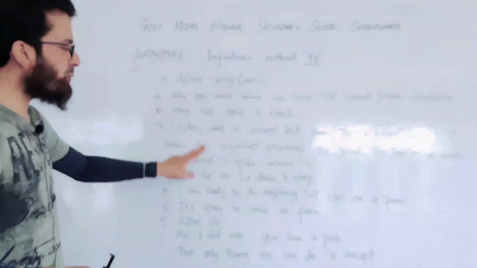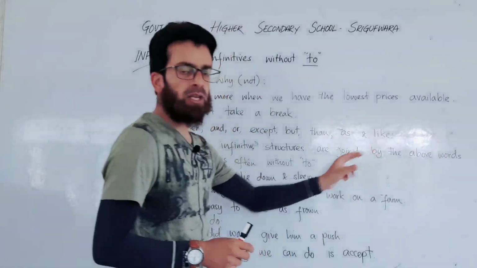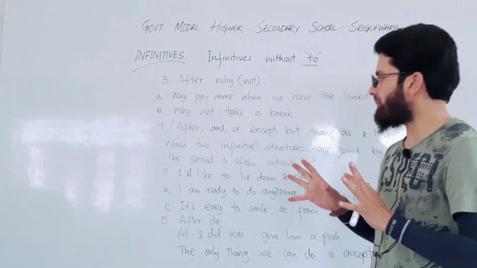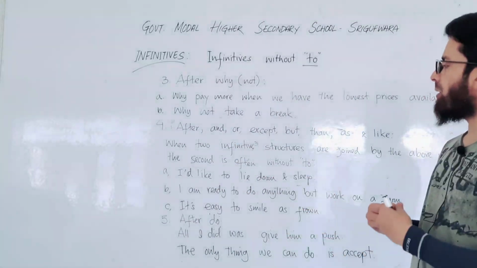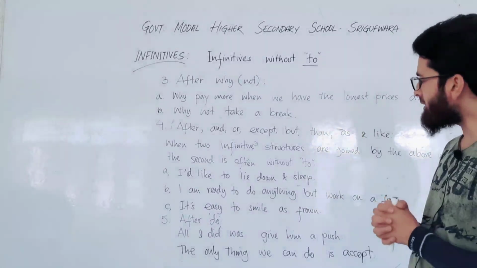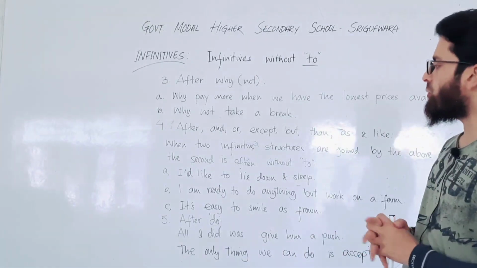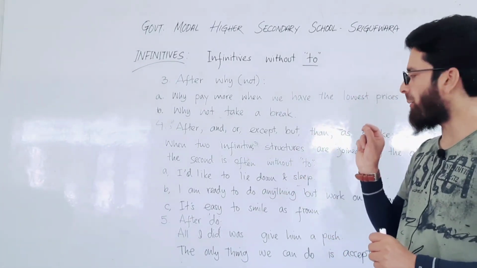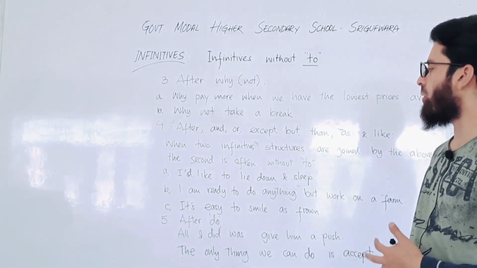So when two infinitive structures are joined by the above words, maybe after, and, or, except, but, then, as, and like, etc., you have to drop the part to in the second. So the second infinitive is often without to.